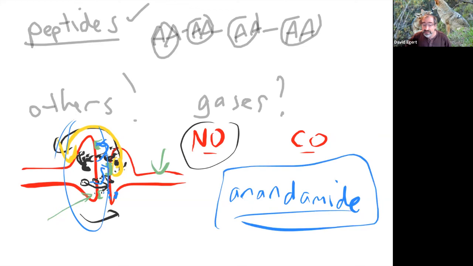Not all scientists are boring; some scientists can be fun. Ananda is Sanskrit for bliss. So they named the endogenous ligand that binds the cannabinoid receptors after bliss. But it's just another neurotransmitter now that people are still trying to figure out all the ways it plays into.